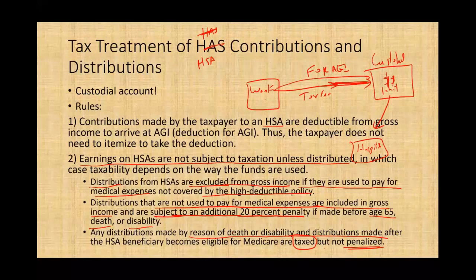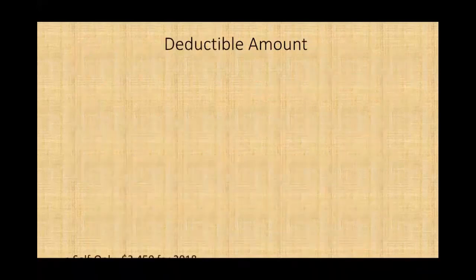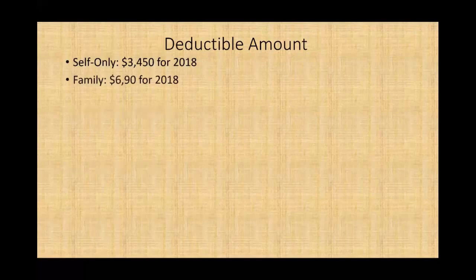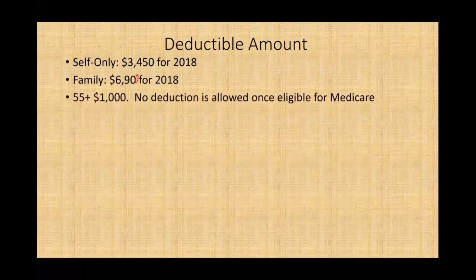Okay, so how much can you deduct? Well, how much can you contribute? In other words, if you are self-only, like single, you can contribute $3,450. If it's a family, it's $6,900, I believe double. Okay, $6,900 for 2018. If you are 55 years old or over, you can deduct an additional $1,000. Again, no deduction is allowed once you are eligible for Medicare.